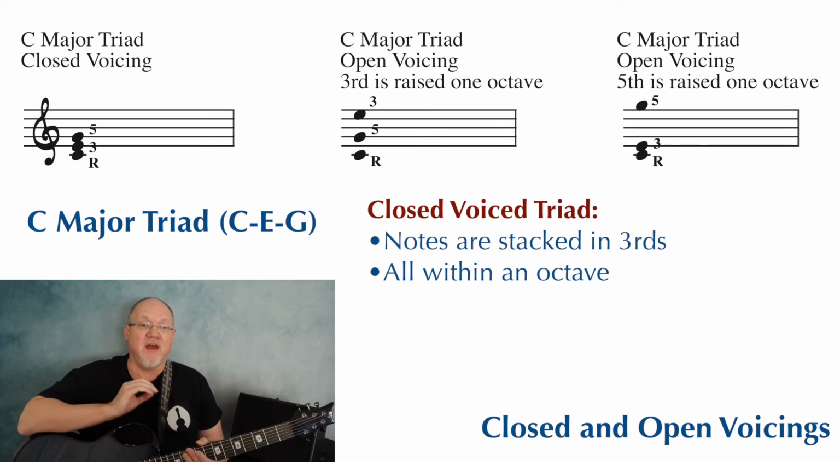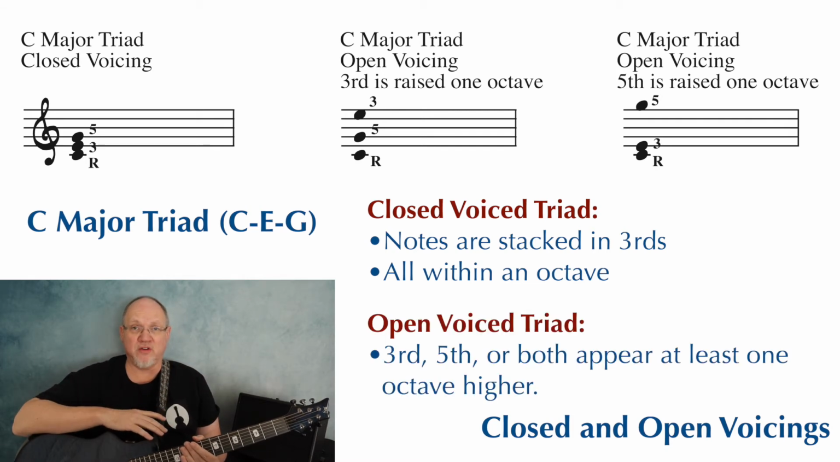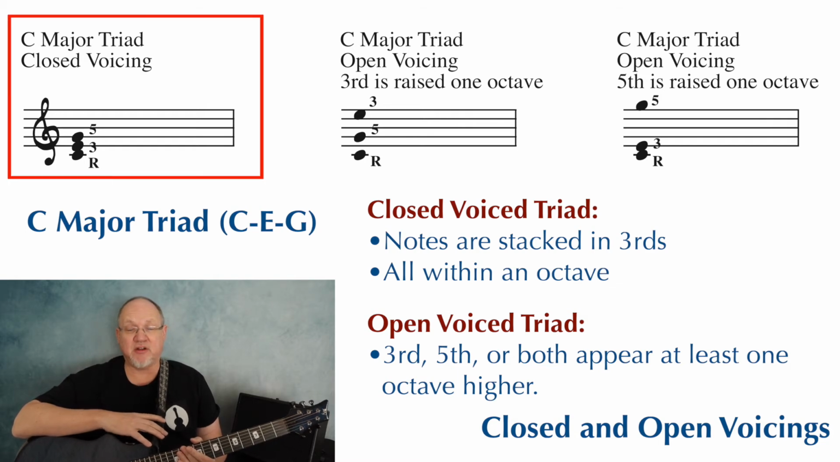Chords can be written with closed and open voicings. In a closed voiced chord, each part of the chord, your root, 3, 5, is as close together as it can possibly get, with each note stacked in thirds, and every note is within an octave. Open voiced chords are more spread out, with the third and the fifth, or both, being raised at least 1 octave. Here's a C major triad in closed voicing.